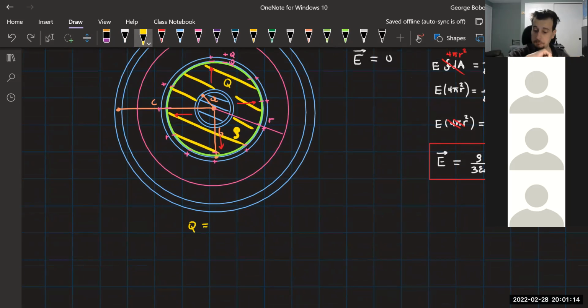Rho times volume. Times whose volume? The Gaussian surface. Not quite, but over here, do you see where the Q is contained? It's contained here. That's whose volume we want to multiply the density by to get the total charge enclosed, right? Yeah. How would you write that down?